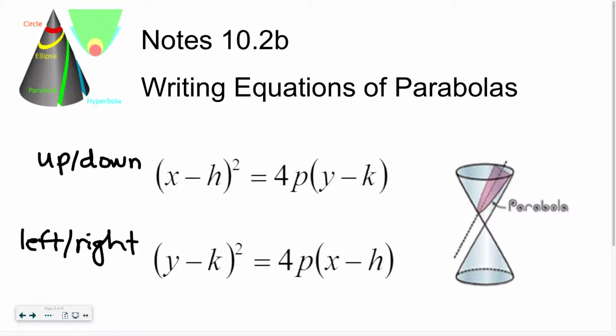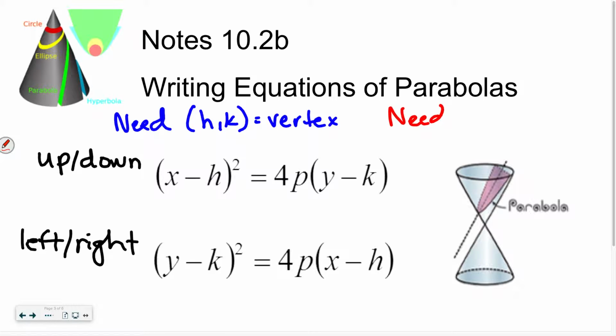What are the things that we want to know as actual set values so that we can write equations? We're going to want to know h and k, which is what in the parabola? The vertex. So we're going to need h, k. We're going to need to know where our vertex is. And what else will we need? p.